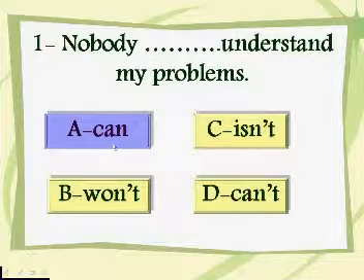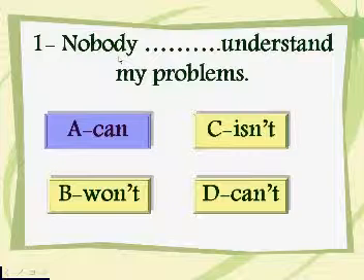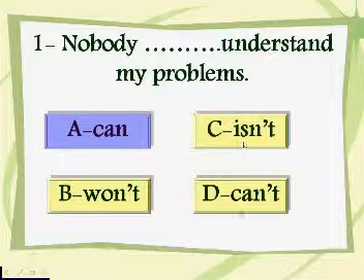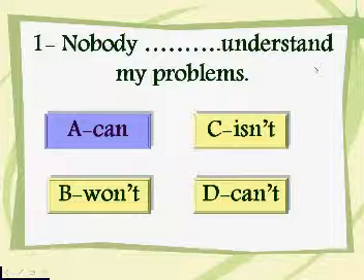Notice it's the only word that is not negative here, because we say that nobody is negative in itself, so you cannot use another negative verb. So it's going to be nobody can understand my problems. I cannot use another negative form like isn't or can't or won't. Okay.